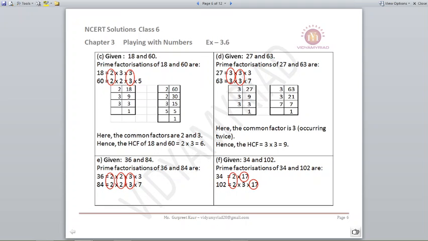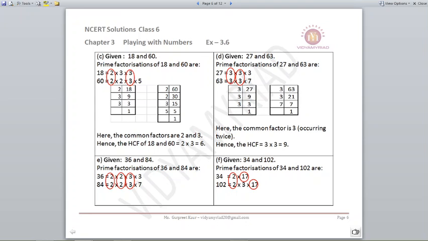D part. Now we have the numbers 27 and 63. Both 27 and 63 are divisible by 3. They both are not even numbers. We are going to start with 3 and they are divisible. So when we keep doing it, we get 27 as 3 into 3 into 3 and 63 as 3 into 3 into 7. In both the cases, we have 3 as a common number and it is 2 times. So 3 into 3 is 9, which is the HCF of 27 and 63.